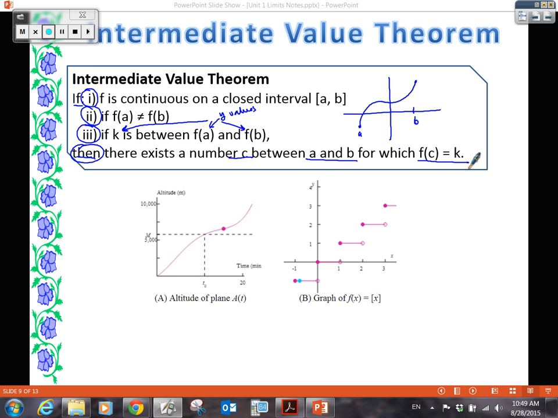There exists a number c. So a and b are x values, and so is c. Okay, those are x values. So there exists a number c between a and b for which basically the x value takes on that y value, is what that means. F of c, so the x value takes on the y value, which is k. Alright, so let's talk about how we would use something like that.